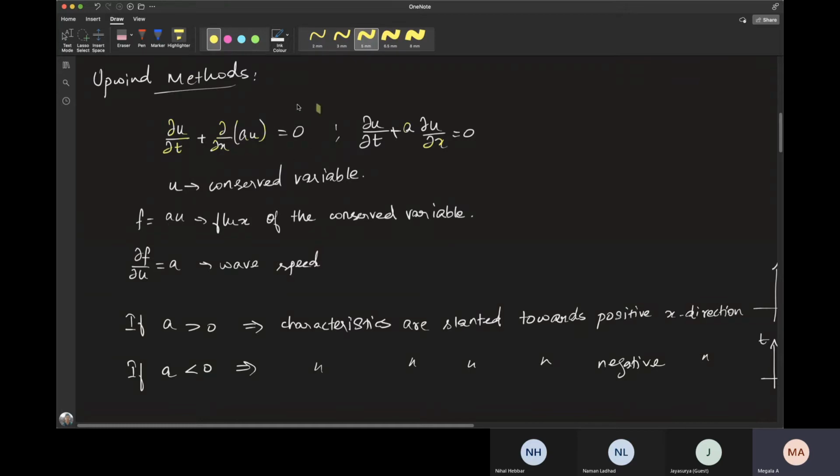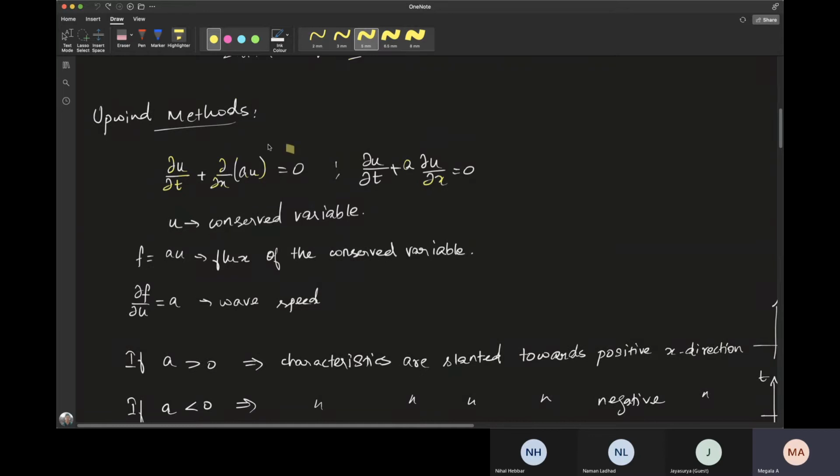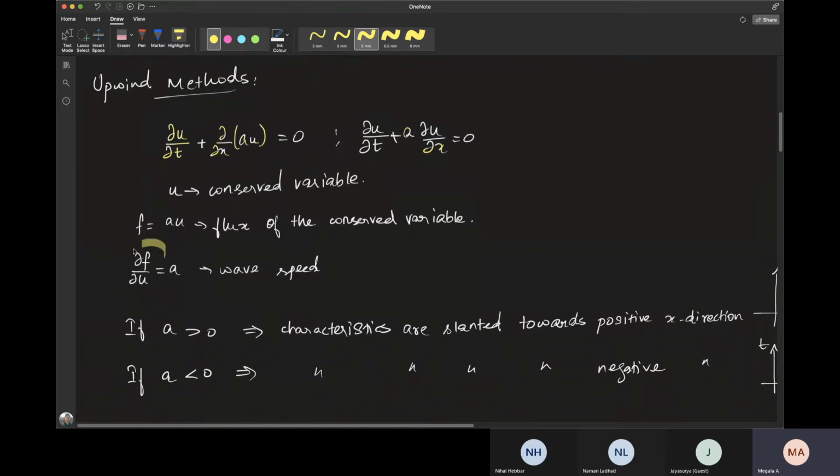So in this equation, u is the conserved variable. I mean, this is a conservation law. The linear convection equation is a conservation law. We have ∂u/∂t plus ∂/∂x of (au) equals 0. Here u is the conserved variable, and the flux of the conserved variable is au. So ∂f/∂u equals a, which is the wave speed.